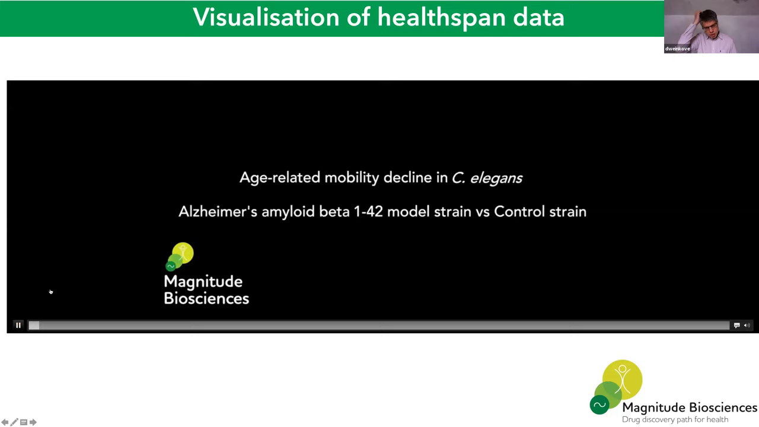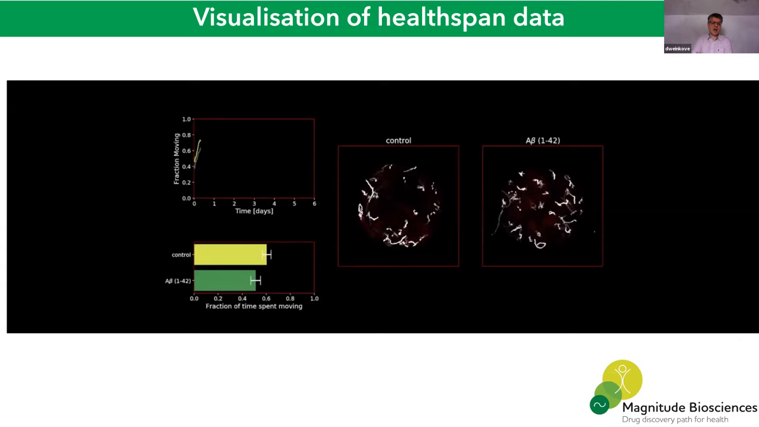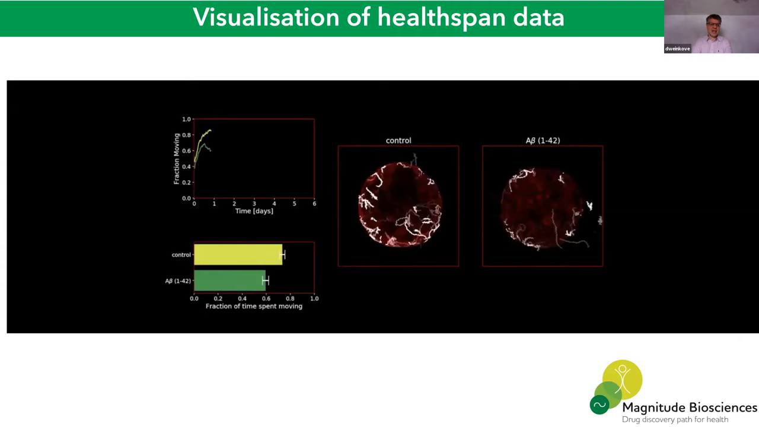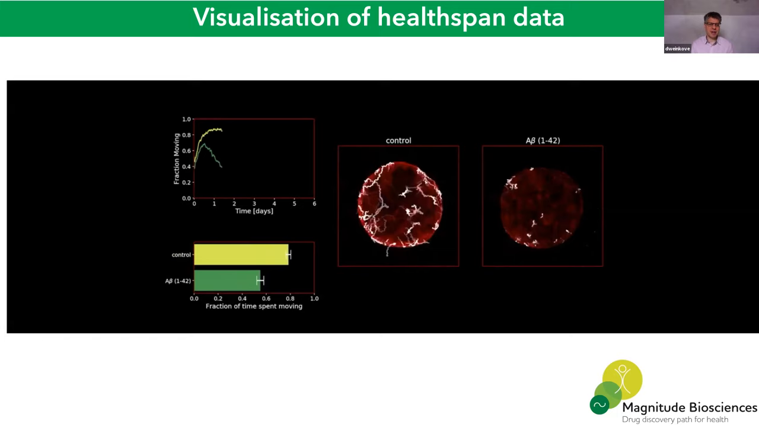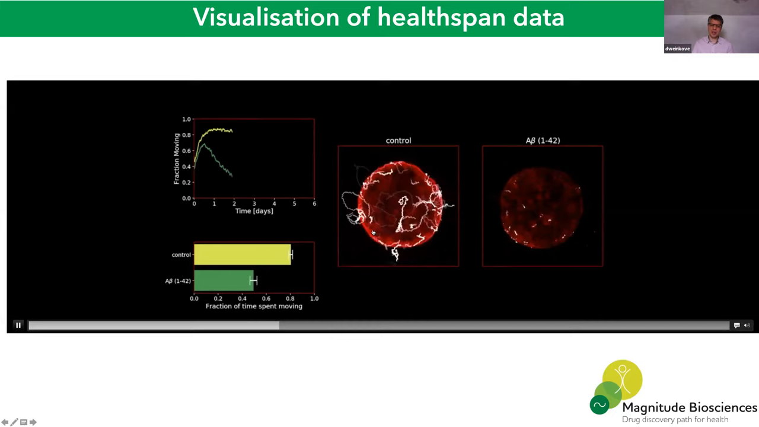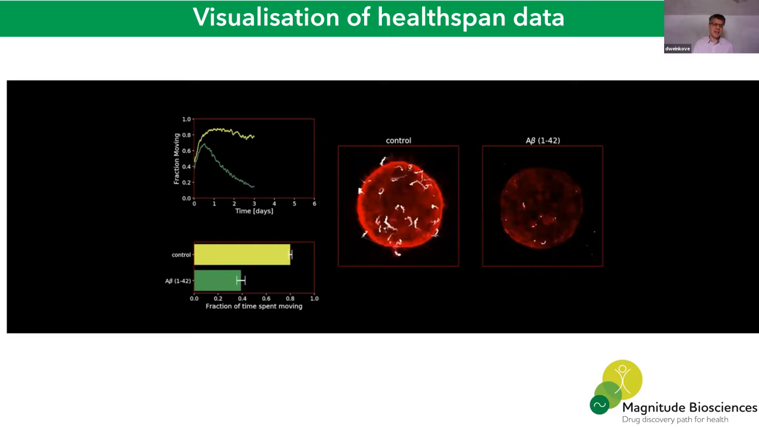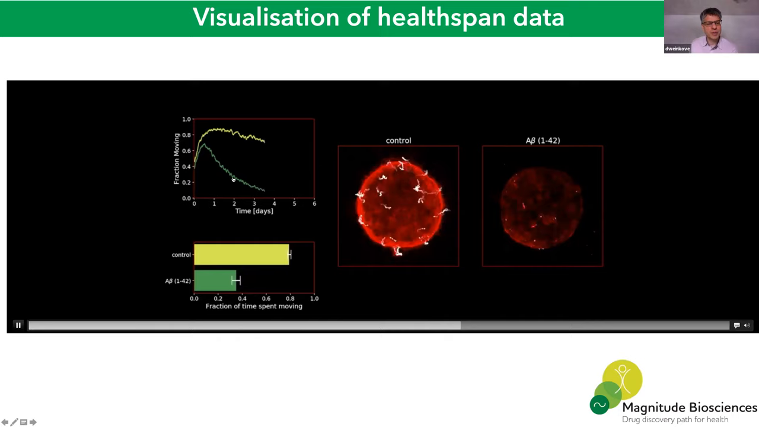This is a video where we're looking at a strain of C. elegans which has a transgene that makes it express the amyloid beta peptide found in Alzheimer's disease. On the right here, you can see how the worms are moving, and in red is where they've moved already. And in this graph here, we can see the fraction of time that each is moving at any particular point. That allows us to get a picture of how the worm movement declines with time.